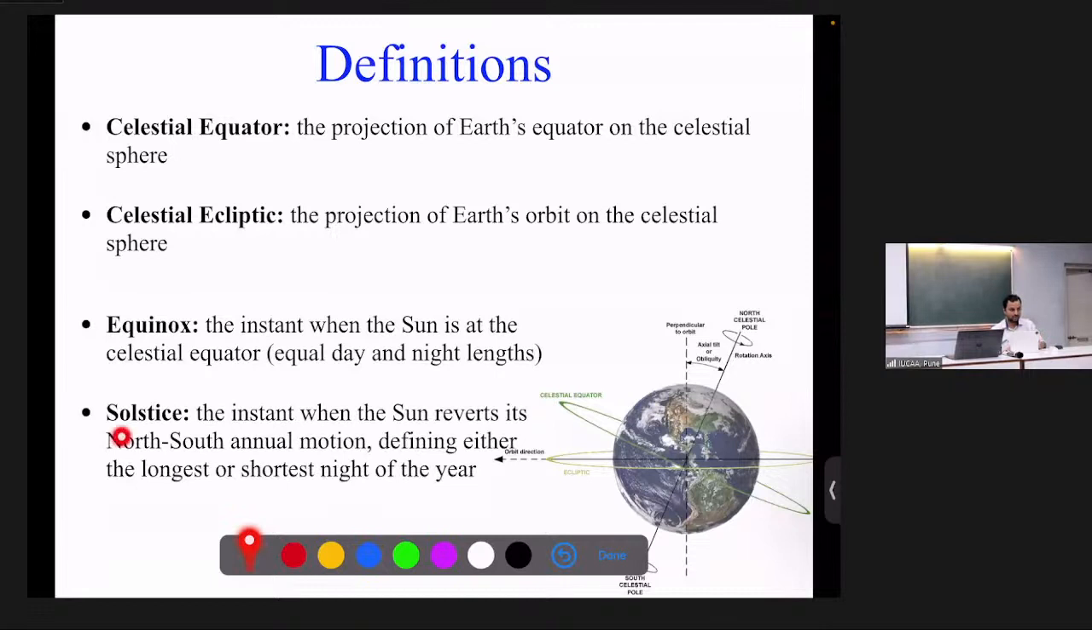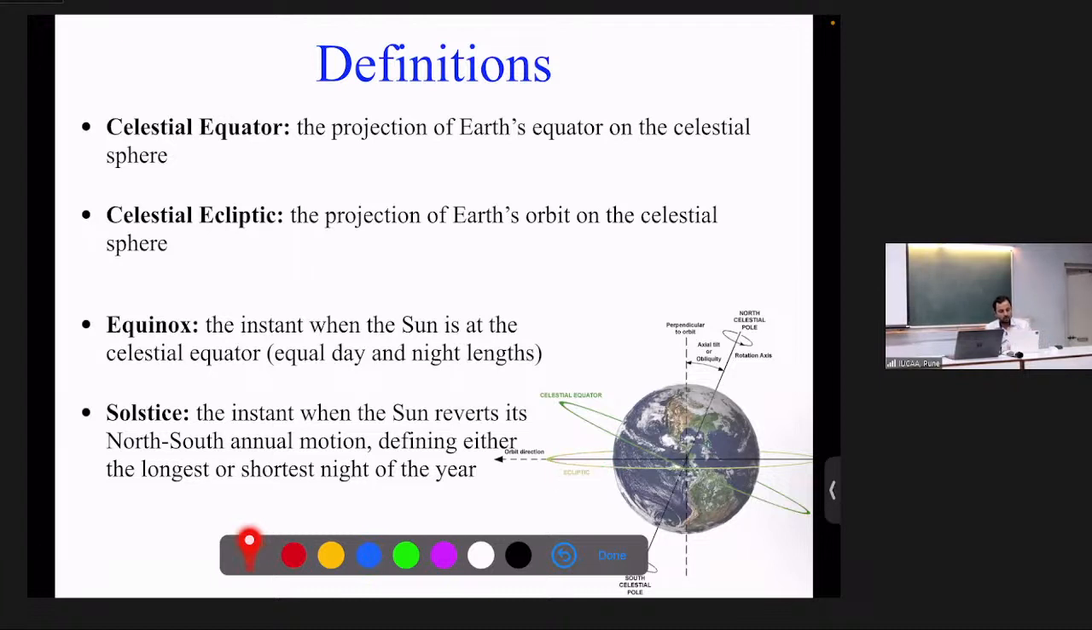Now there is something called solstice. Solstice is the instant when the sun reverses its north-south annual motion, defining either the longest or shortest night of the year. So the meaning of this is that you know that Earth is rotating on its axis, but at the same time it is precessing also. But I think this does not have anything to do with the precession. This has something to do with just the motion of the sun.